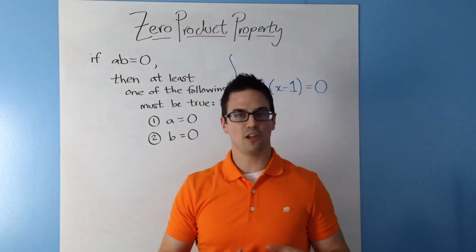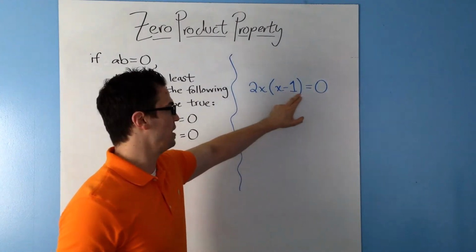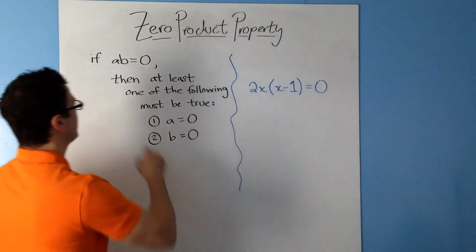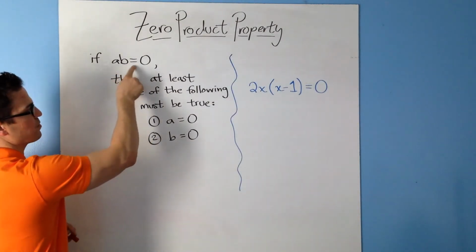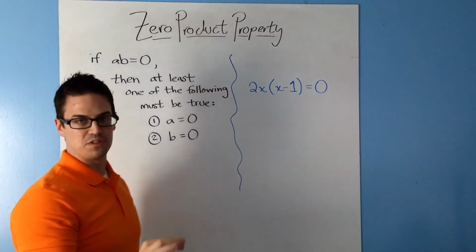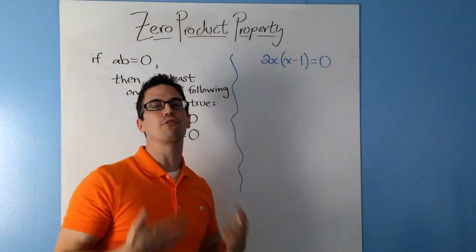To help you understand this a little bit more, I'm going to show you a really quick example. So you might have a problem that says 2x times the quantity x minus 1 is equal to 0. Now, based on the zero product property, that means that some number times some number is equal to 0. At least one of those numbers has to be equal to 0, or both. Alright, so a great way to show how the zero product property works is actually working through an example.